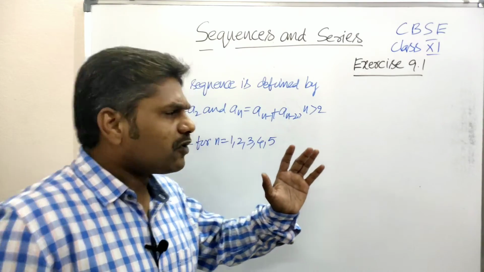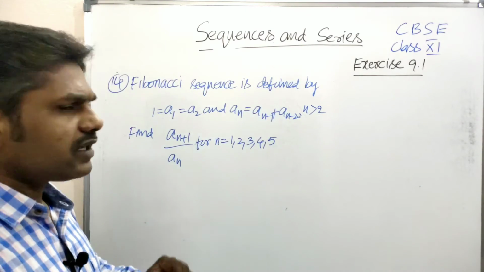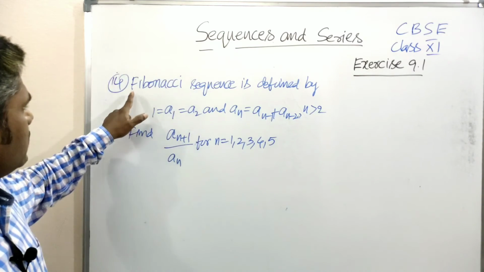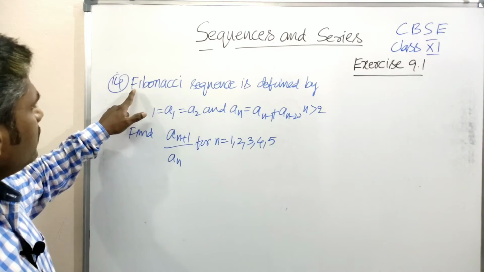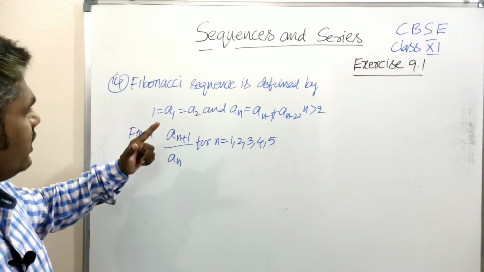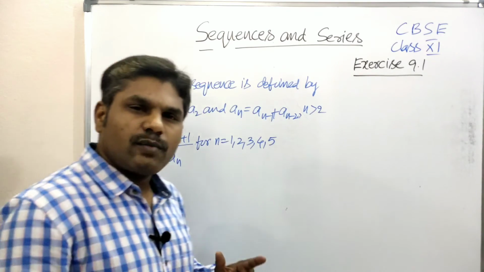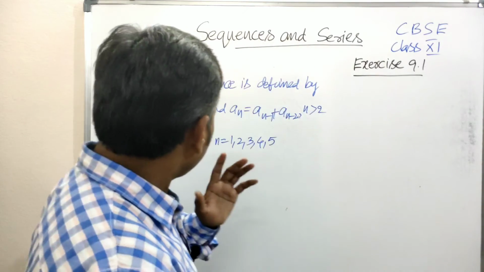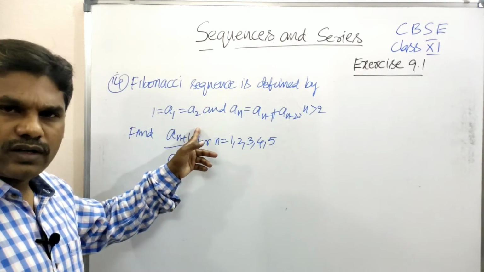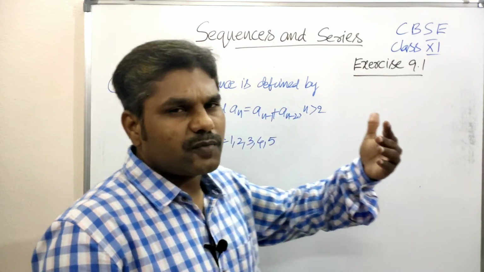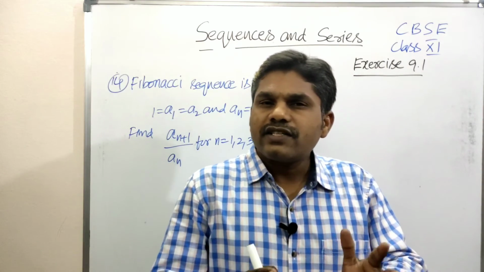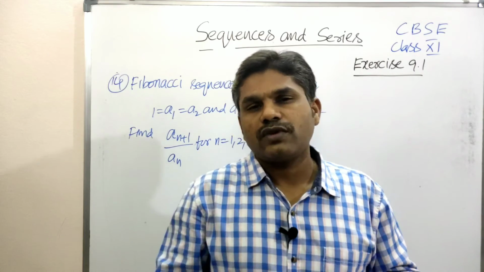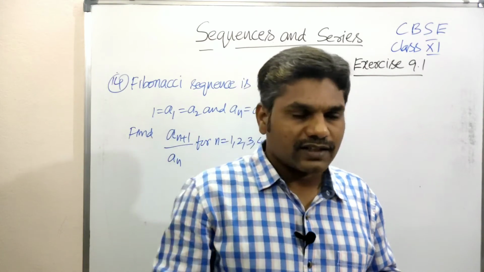This is the last problem of exercise 9.1 related to sequences and series. They are saying problem number 14, Fibonacci sequence is defined by. We already came across the definition of the Fibonacci series whose first and second terms are 1, then the next terms are obtained by adding its previous 2 terms. So 1 plus 1 became 2, 1 plus 2 became 3, like that.